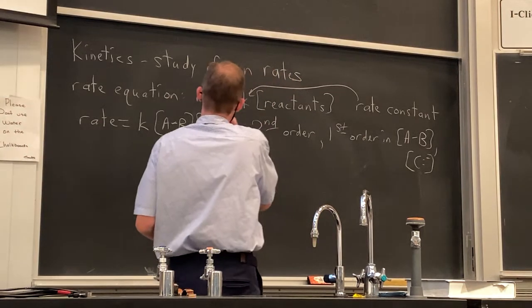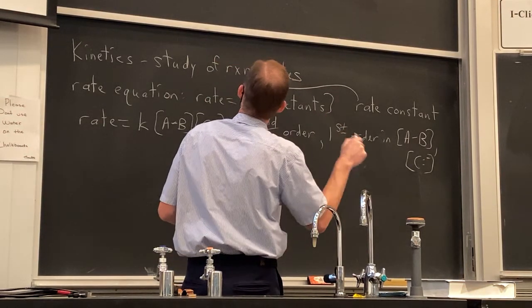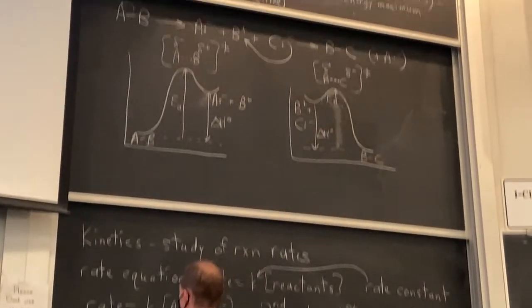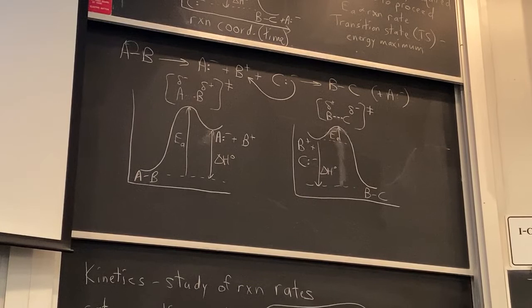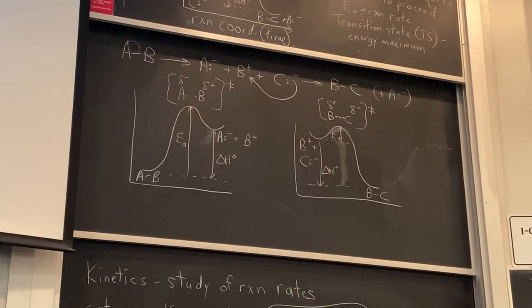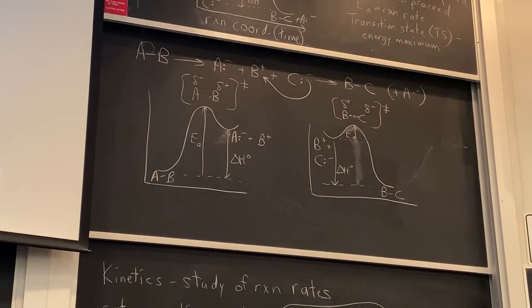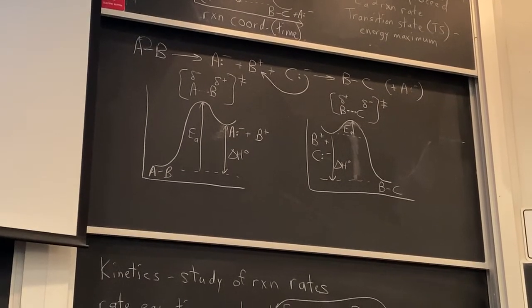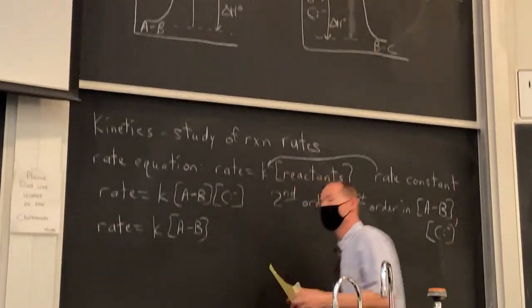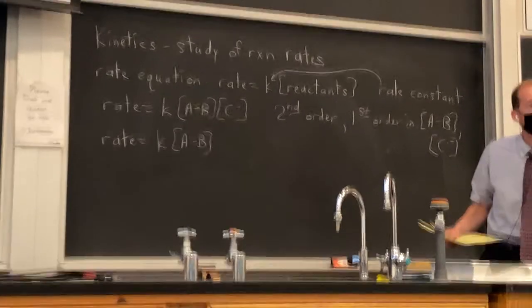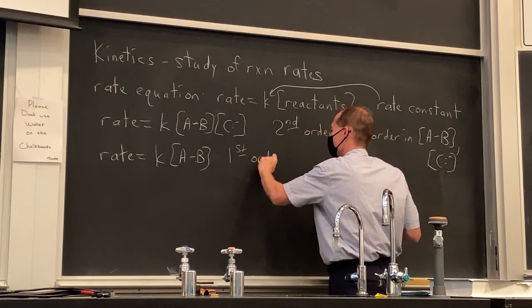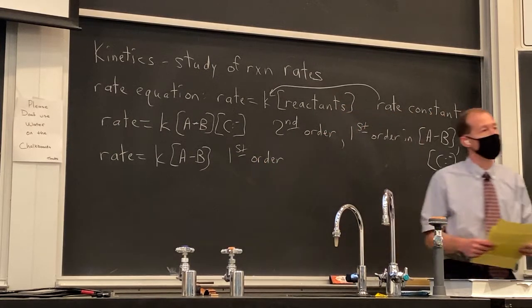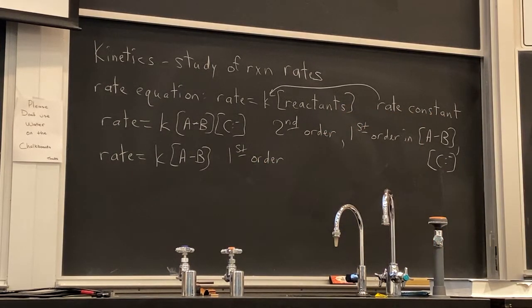All right, let's look at our second one, the one that's on the middle board here. What concentration term or terms would appear in our rate equation? Just AB. AB is the only species that is participating in the rate determining step. So we would say this reaction is first order. It's first order overall, and it's first order in AB. It's zero order in C minus, because we don't see C minus here.